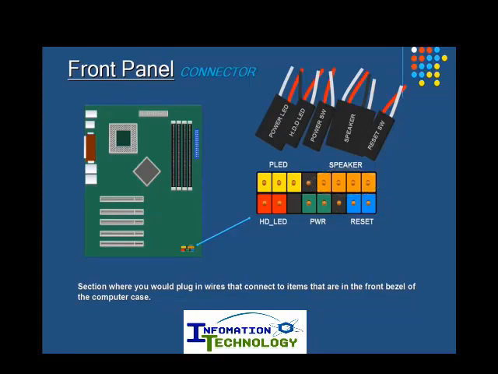Now oftentimes the front panel connector will be color-coded, as you see here, and this is to help identify where the wires connect to, which makes knowing where to connect the wires a lot easier.